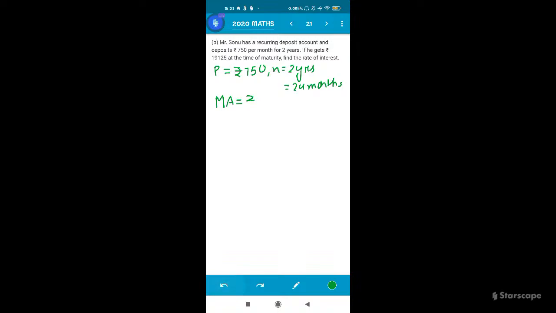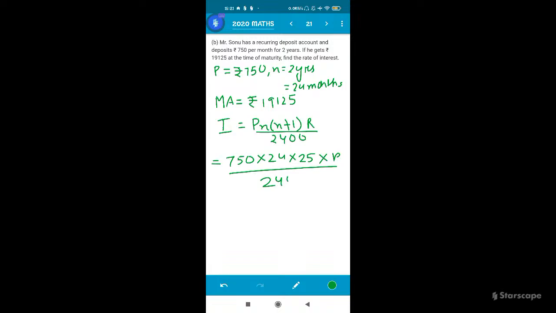rupees 19125. So let's see, we know that for finding the interest we have the formula P into n into (n plus 1) into R divided by 2400. So let's put the values and let's get an expression for I in terms of R. So P is 750 into 24 into 25 into R divided by 2400.